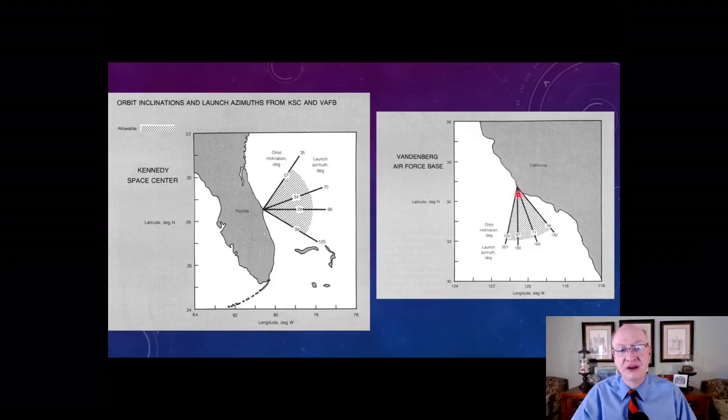the material won't come crashing down on Cuba. Out of Vandenberg Air Force Base, they can launch due south, and they can go into a variety of polar orbits that have orbital inclinations everywhere from 56 degrees to 104 degrees. So that's what they do when they do launches from Vandenberg.